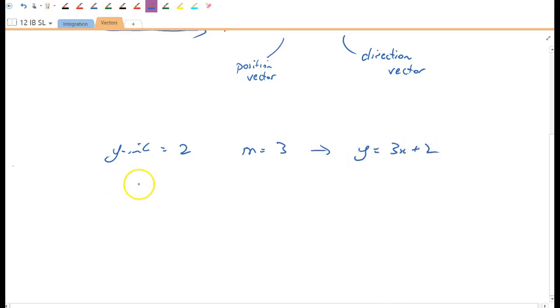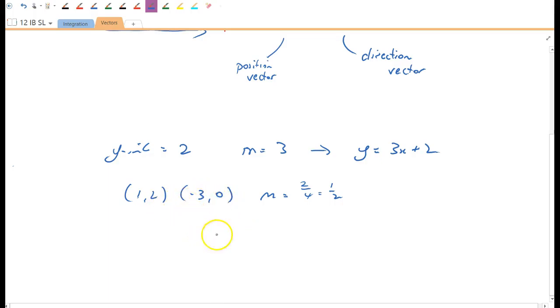Or it might have been a bit harder. It might have said the line goes through (1, 2) and (-3, 0), and you had to work out the gradient. In which case, my gradient is (2 minus 0) over (1 minus -3), so 2 over 4, which is a half.